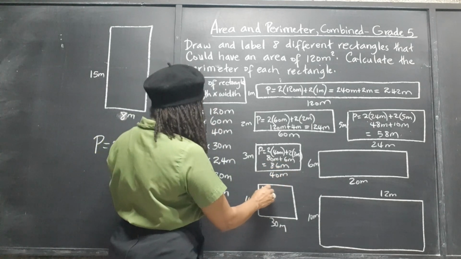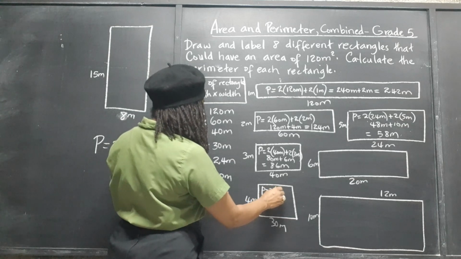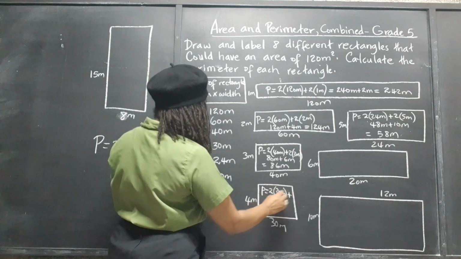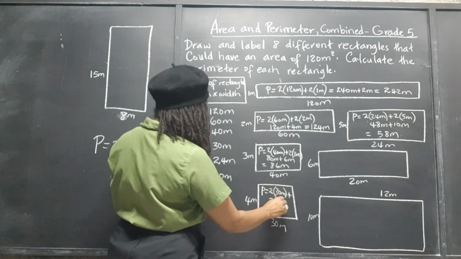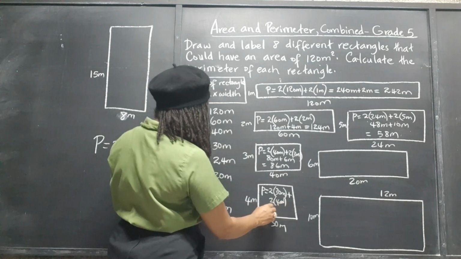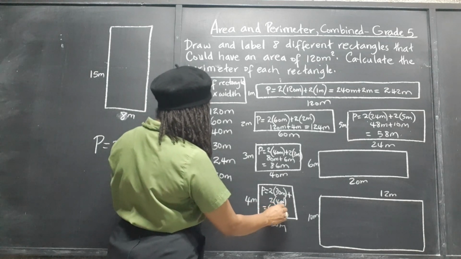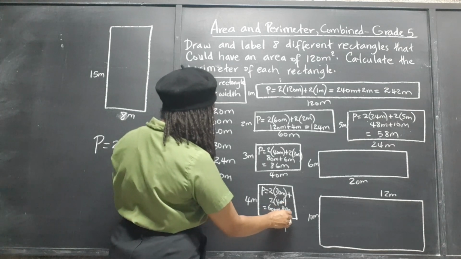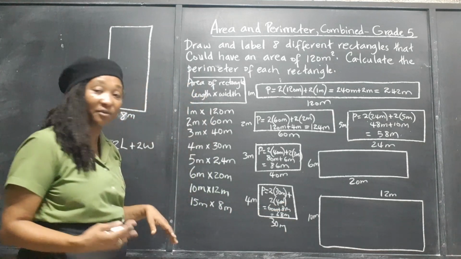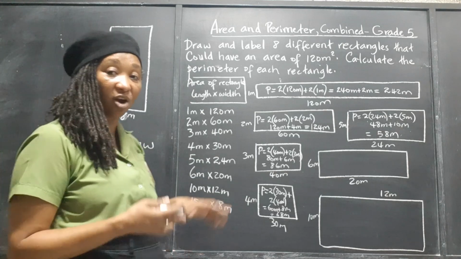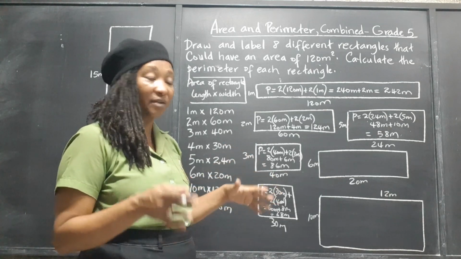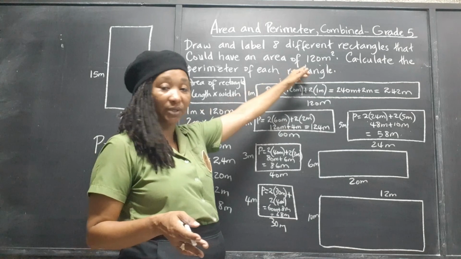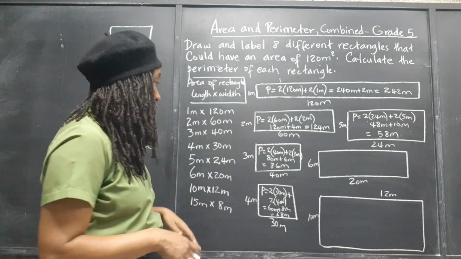Perimeter of this one, 2 times the length plus 2 times the width. So that's 60 plus 8, that's 68 meters. You notice none of them so far have the same perimeter, they're all different, even though they all have 120 meters square as the area.